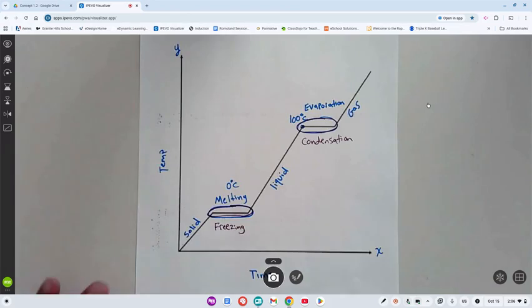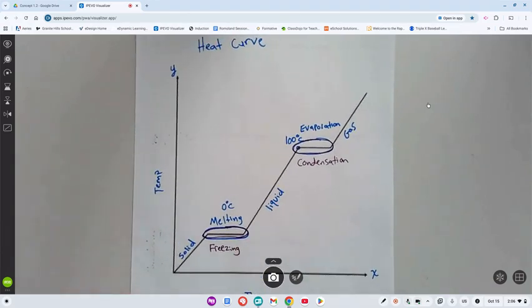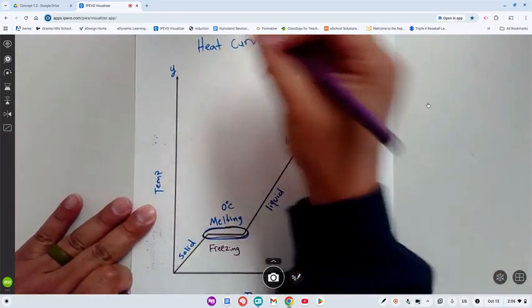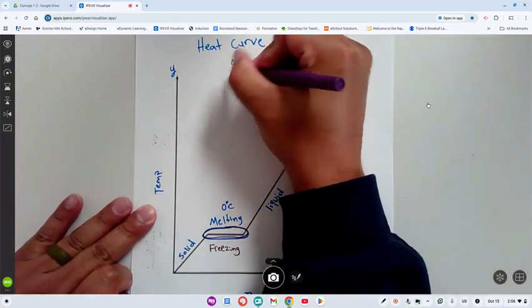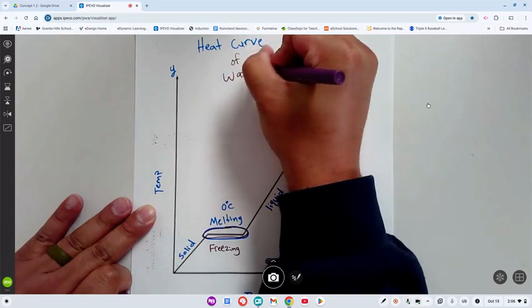Now we're probably thinking freezing must be cold, but not necessarily. Okay? It depends on the substance. So remember, this is our heat curve of water. So I want to make this clear. Heat curve of water. Okay?